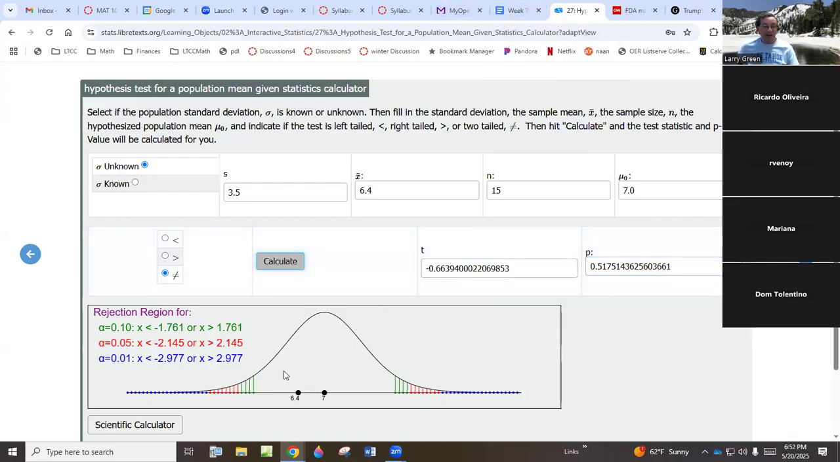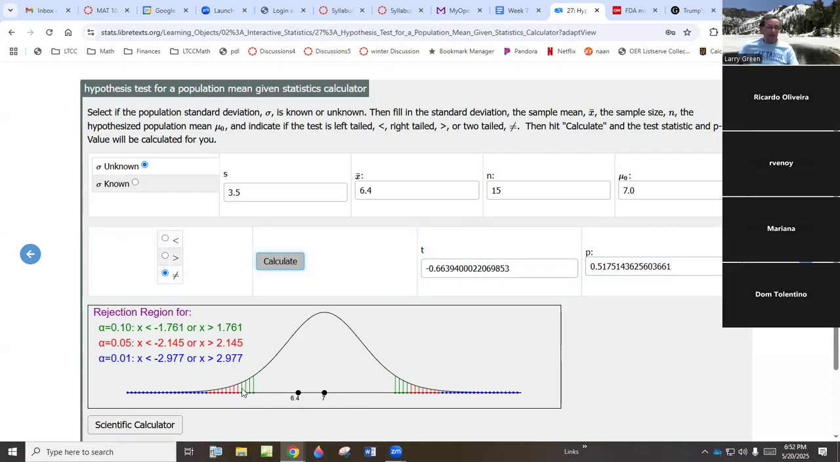Okay, and here's the picture, by the way. Here's your 6.4. Here's the 7. And what I did is I shaded in what's called the rejection regions. So if you're in the rejection region, you reject the null hypothesis. If you're not in the rejection region, you fail to reject. Our p-value, in other words, the proportion, the area to the left of this, and also if we go to the opposite side, to the right of that, and add those up, that gives us the 0.5175.